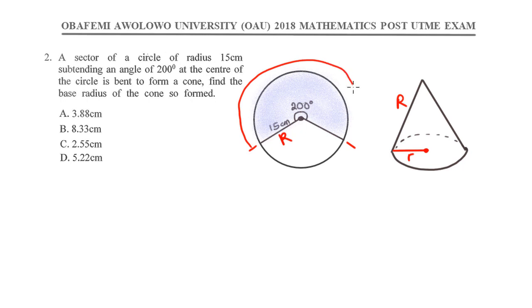Now, we need to note something. If this is the major sector, the length of this arc that's being shown in red, that length of the arc of the major sector of the circle is going to be the circumference of the base circle that is formed by the cone. So the length of the arc is given as theta over 360 multiplied by 2 pi r.